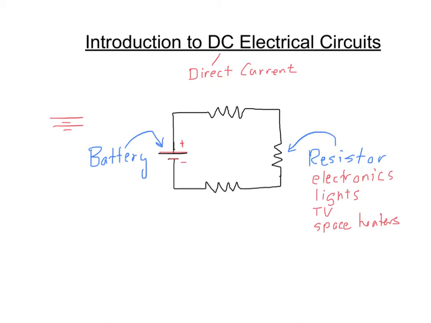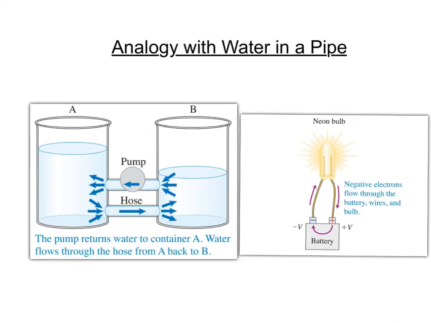Let's talk a little bit about the theory behind what makes the current flow through the circuit. And it's easy to think of this in terms of water with a pipe. So when you think of a battery, you can almost think of a pump that is pumping water from one tank into another tank. Here's a pump with these two beakers, pumping water from beaker B into beaker A. So it takes the water from one side and pumps it into beaker A.